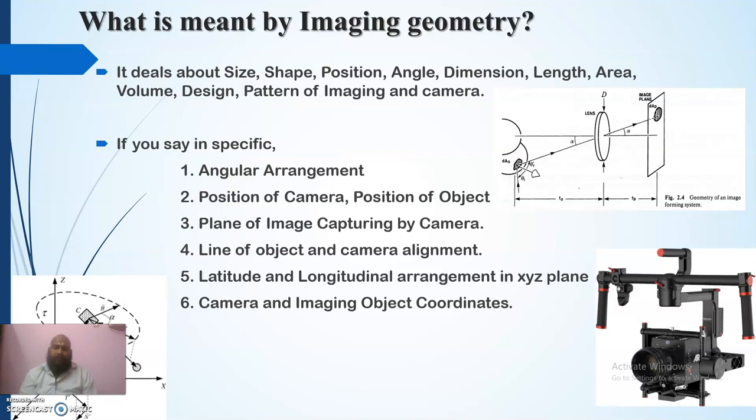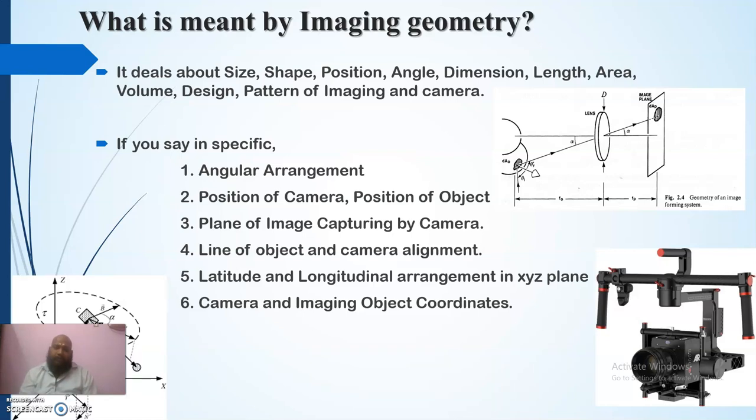If you want to give the definition in specific, you can say it is the angular arrangement between the object and camera. Or in another way, it is the position of camera and the position of object, how the position of camera is and how the position of object is. Otherwise we can say it is the plane of image capturing by the camera.